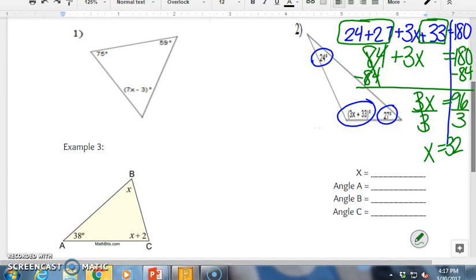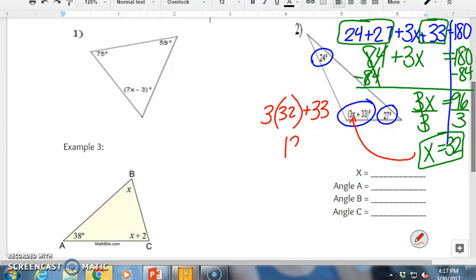Okay. Now this is not my angle measurement, guys. I still have to go back and plug 32 in for x. So I get 3 times x, which is 32, plus 33. So 3 times 32 is 96, plus 33 is 129 degrees.